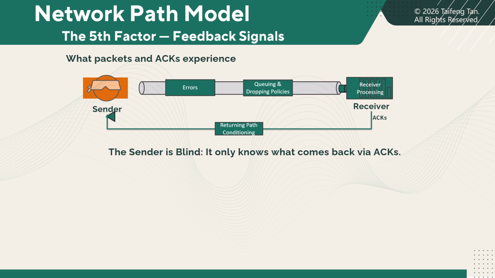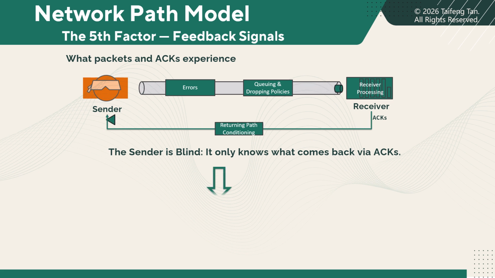Also, receiver-side processing matters. Delayed ACKs or offload features can impact things. And don't forget the return path. ACKs are impacted by network conditions on the reverse path, which might be totally different from the forward path. Ultimately, the sender learns about all of this only through the ACKs it receives.